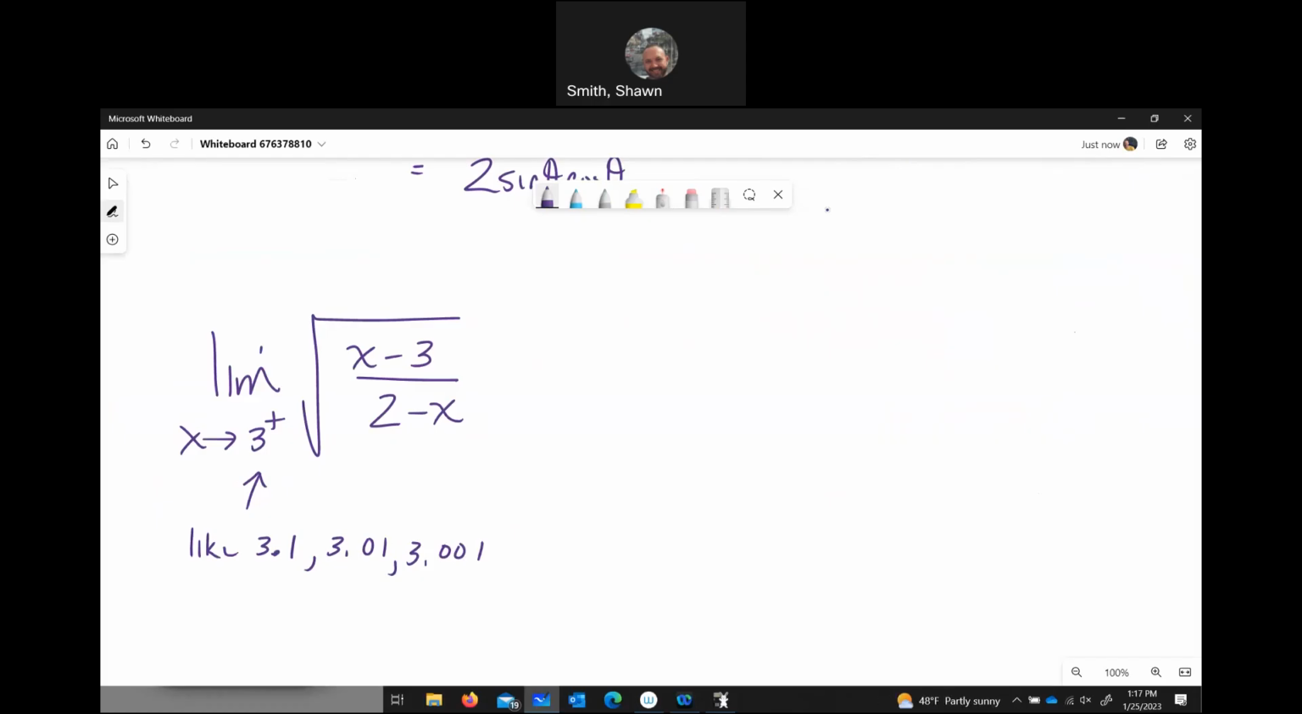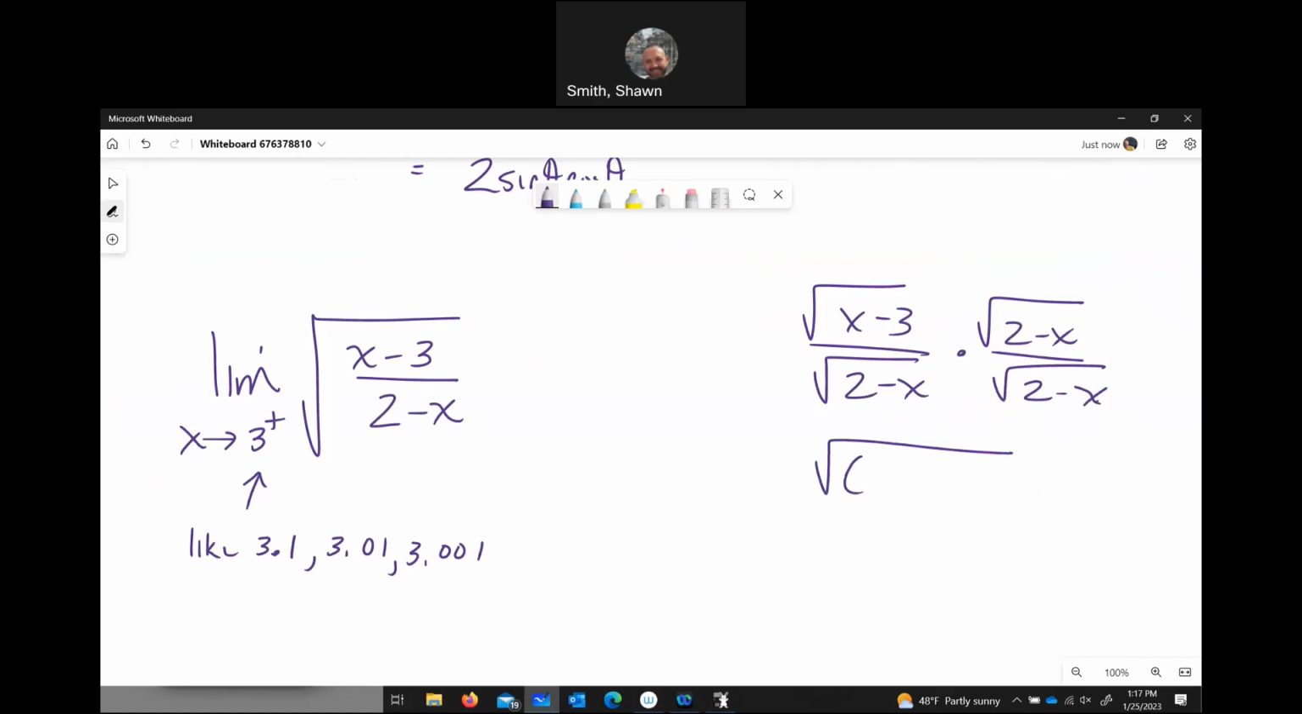You might be able to rationalize it. You could possibly say this is the square root of x minus 3 over the square root of 2 minus x, and rationalize. You now have the square root of the x minus 3 times the 2 minus x, over 2 minus x. Not plus, because I'm treating it as one entire term. So I'm multiplying the top and bottom by that same term, not a conjugate. Positive sign.